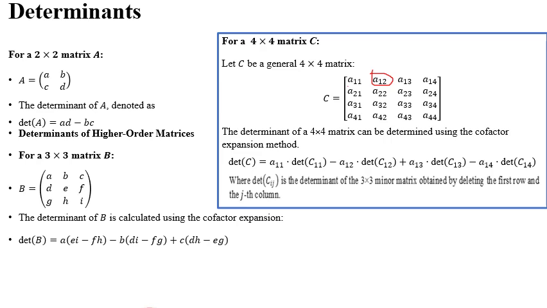After that, you alternate the sign again and write down the third element in the row, and you also ensure that you do away with the row relative to that element and the column relative to that element. What you are left with will form a 3 by 3 matrix. So you also look for the determinant, and that is represented in this way.